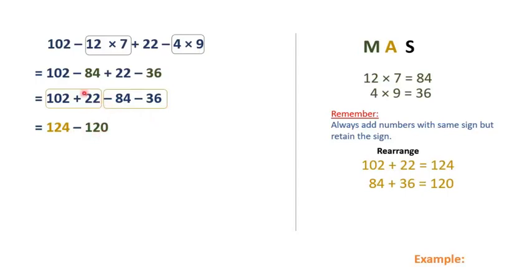So here when we are adding two positive numbers, the answer is positive. And when we are adding two negative numbers, the answer is negative. That is why it was said retain the sign. So now we are left with the last operation, that is subtraction. So 124 minus 120 we will get as 4. So my final answer here is 4. So this is the answer for this particular simplified problem.